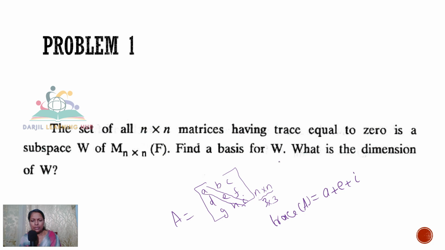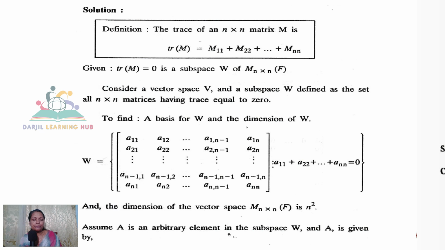So find the basis for W. What is the dimension of W? So this is the given collection of matrices. We will find out its basis and the dimension. So we shall see the proof.